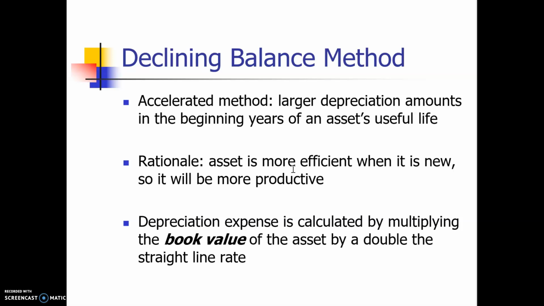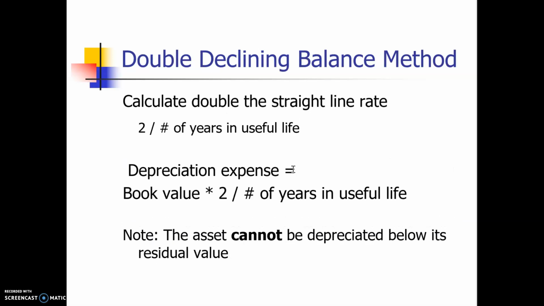We're going to calculate depreciation by multiplying the book value by, if we're doing double declining balance, double the straight line rate. The straight line rate, usually you just divide by the useful life, but for double the straight line rate, we're going to take 2 divided by the useful life and multiply that by the book value. So this one's a little different. We're not looking at depreciable cost in our formula. We're looking at book value, and book value is the cost minus the accumulated depreciation.